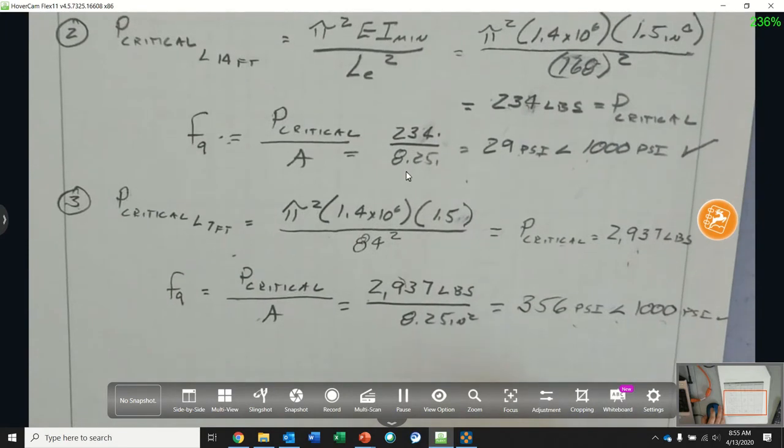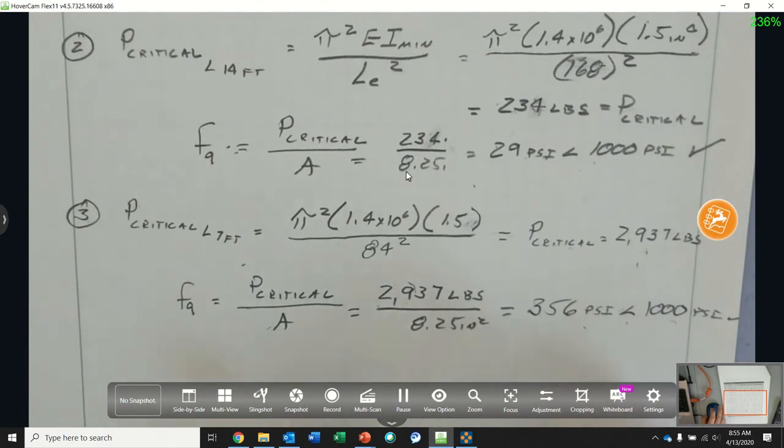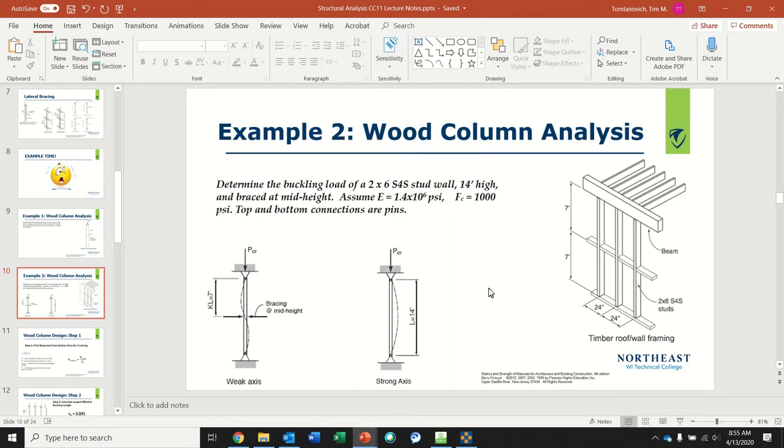Okay. So now we can hold up to almost 3,000 pounds, depending on the load trace. That allows us to increase our loads on the studs. So that was example 2, wood column analysis. So moving on.